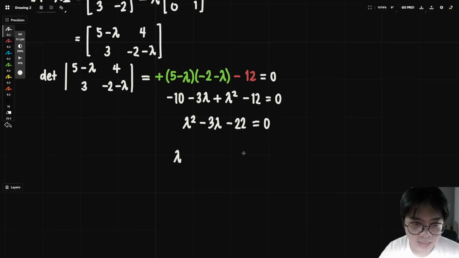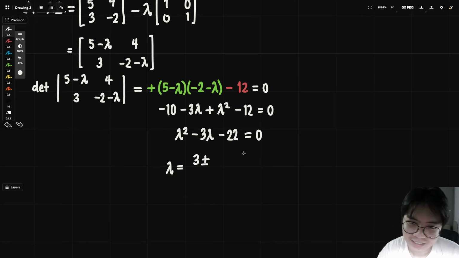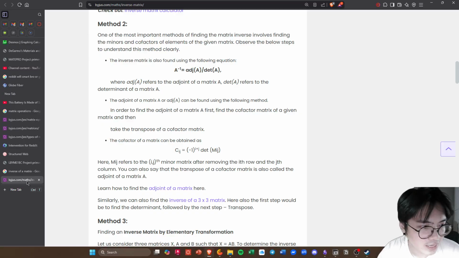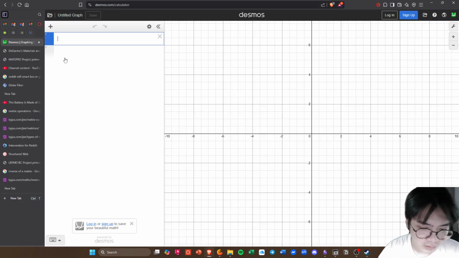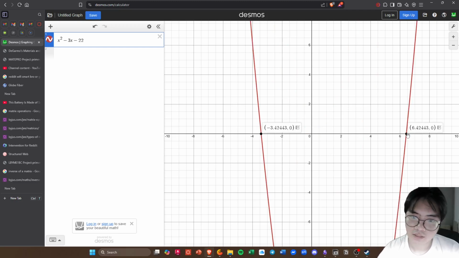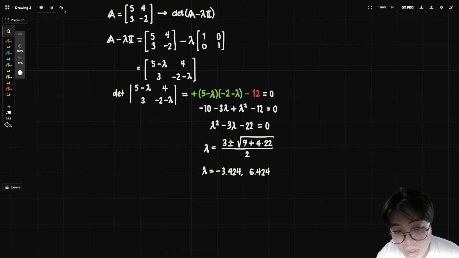There are going to be two values of this lambda. So let's put this through our, what's it called? I'm so sorry, I'm forgetting the name. The quadratic formula. For the quadratic formula, 9 minus 4ac, so plus 4 times 22. This is going to be a complicated number, so let's just have Desmos solve it. Actually, it's already here: x squared minus 3x minus 22. So we'll have two different numbers: negative 3.424 and positive 6.424. So these are our two eigenvalues.